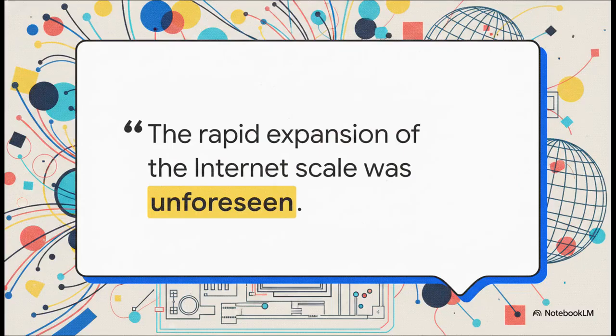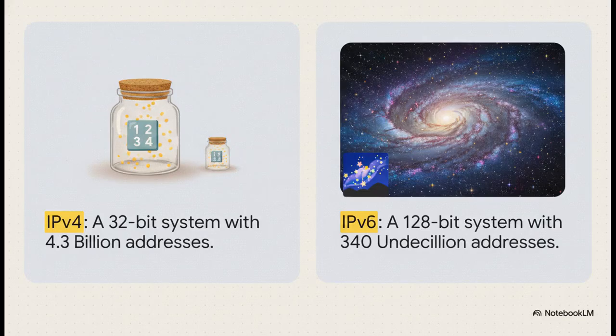But here's the thing, this wasn't a failure. Not at all. It was actually a symptom of the internet's unbelievable runaway success. The growth was just so massive, it blew past the original design. The engineers knew a much, much bigger system was going to be needed for the future. So what was the big solution? It's called Internet Protocol version 6, or IPv6.